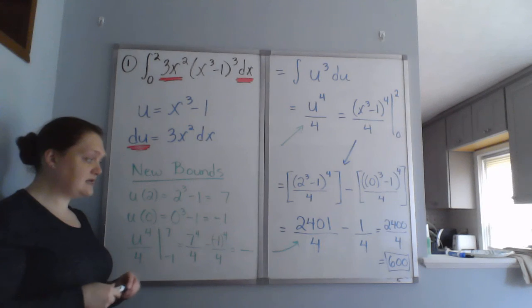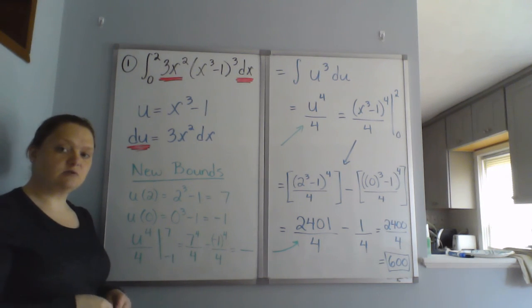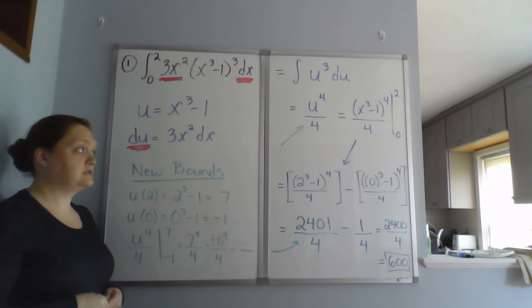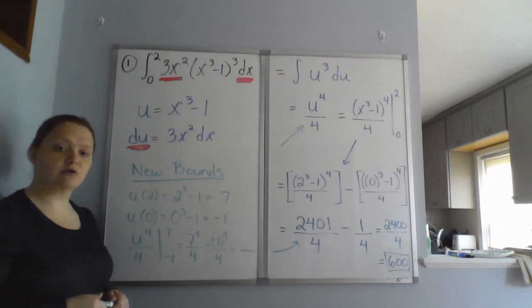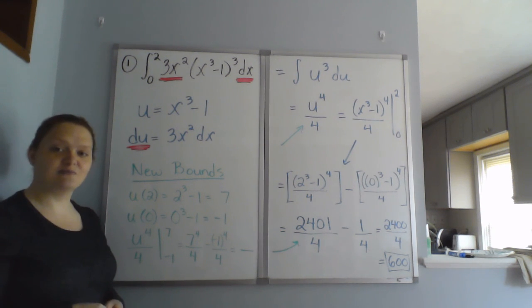On some of the examples, you'll see me do this new bounds idea, and on others, you'll see me go all the way back to the x's and use the original bounds. But there are 2 ways to do every single problem, so you just need to pick which method makes the most sense to you and run with it. All right, that's example 1.